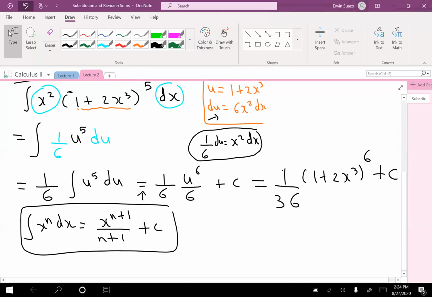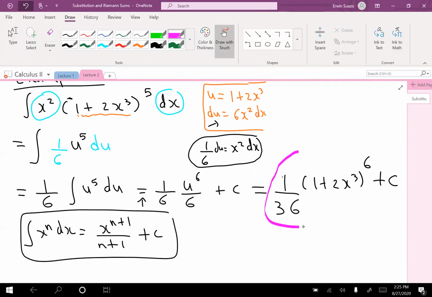So how can I verify that this is the right answer? Because so far I just have a method, and who knows if it works or not. By the fundamental theorem of calculus, the derivative of this, my answer, has to give me x squared times 1 plus 2x cubed to the 5th, right? The derivative of the antiderivative has to give me the inside of the function. Remember, that was one version of the fundamental theorem of calculus.